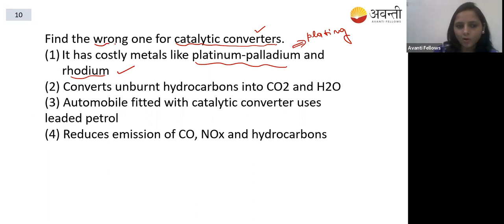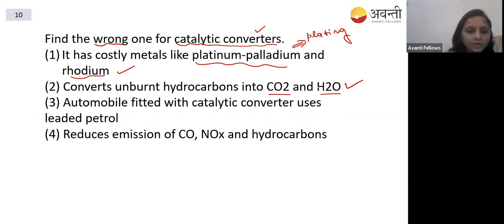But here they're asking the wrong answer. Remember, guys. So go to the second option: convert the unburnt hydrocarbon into carbon dioxide and water. Yes. When these hydrocarbons come into this catalytic converter, it will convert the unburnt hydrocarbon into carbon dioxide and water, then send it into the outer environment, right? So that's why it is the correct statement.